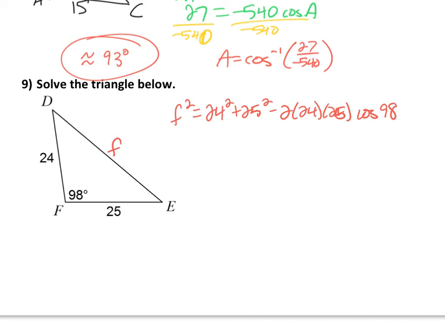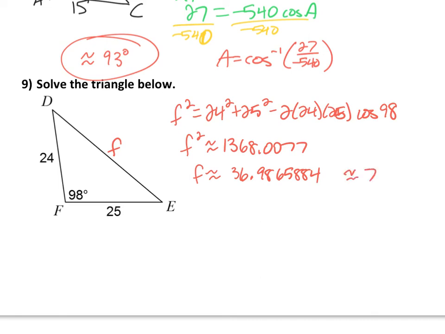Okay, and so now, again, you could put this all in your calculator if you want. I'm going to do that. So 24 squared plus 25 squared minus 2 times 24 times 25 times cosine 98. And f squared is about 1368.0077, and it keeps going. You can square root that exact answer, okay? And f is about 36.9865884. The problem had answer choices to the nearest whole number, so it was about 37. So f is about 37.